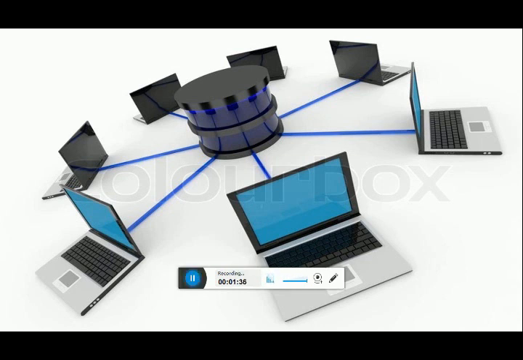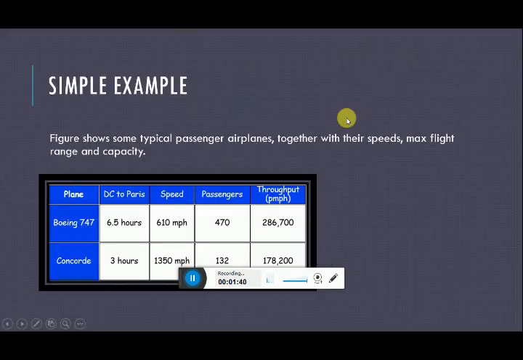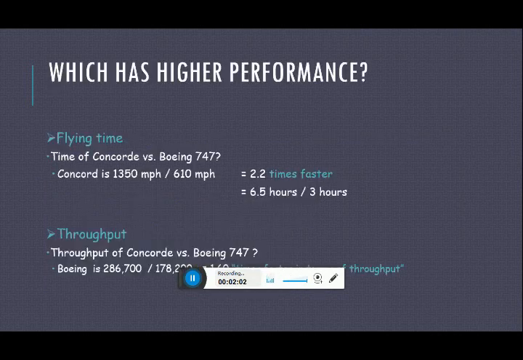Consider another example in which we have a passenger airplane, and the speed is given, the passenger capacity is given, and throughput is given. Now which one is the fastest, Boeing 747 or Concorde? This depends upon how we define it. It can be defined on the basis of 2 points as we have discussed earlier. It can be speed or it can be throughput.